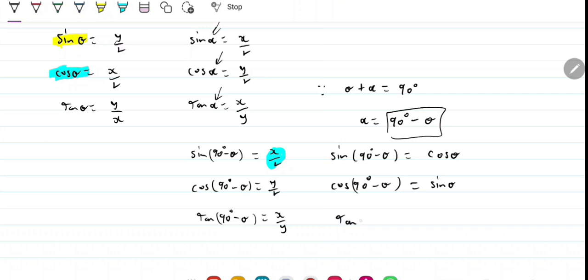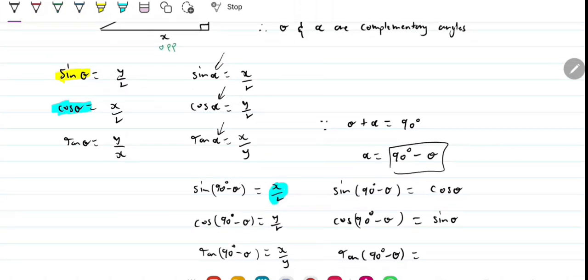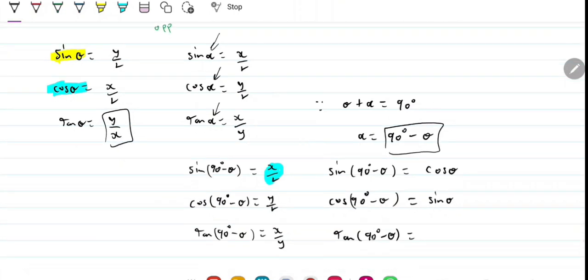And tan of 90 degrees minus theta is equal to what? X over y, right? Now we don't have anybody up here with x over y. We have tan theta being y over x, right? So the tan of 90 minus theta is simply just the flipped version of tan theta, right? So that's 1 over tan theta.